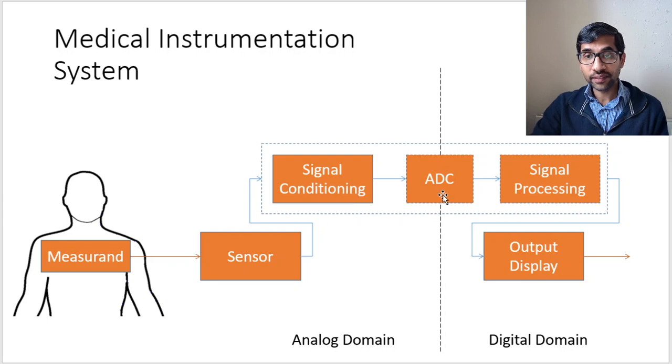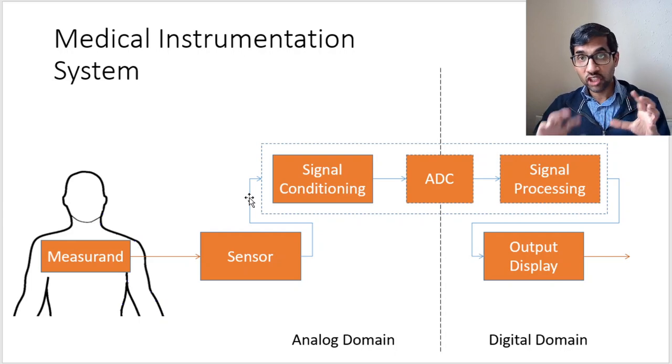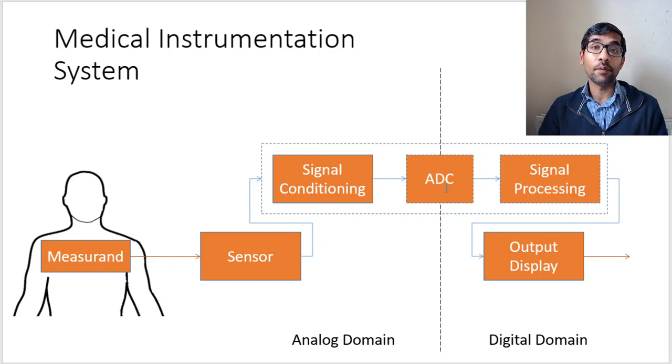Now, what does the placement of the ADC in between the signal conditioning and the signal processing mean? It means that the purpose of the signal conditioning changes slightly, isn't it? Now, the signal conditioning has to change the output of the sensor to a form so that the ADC can operate most efficiently.